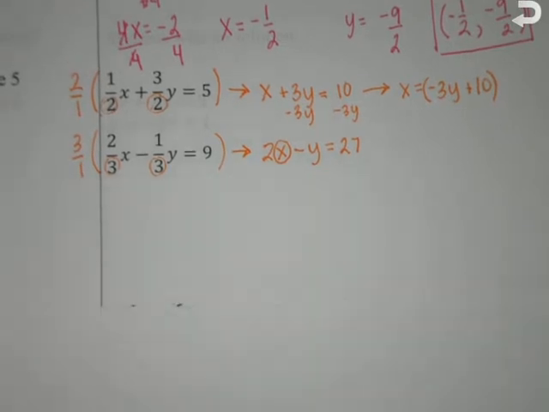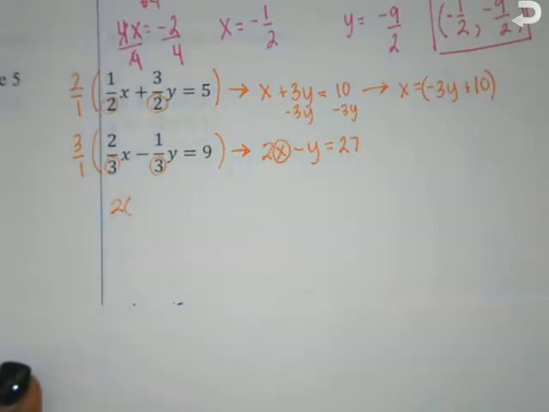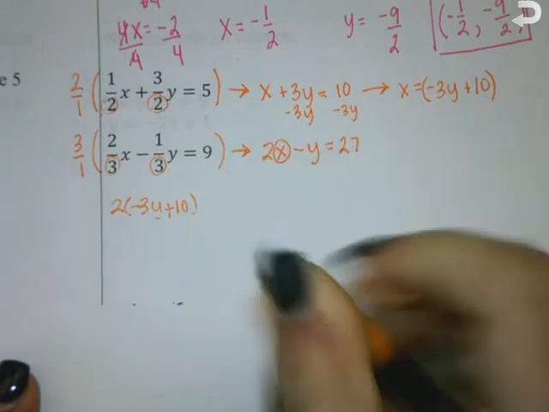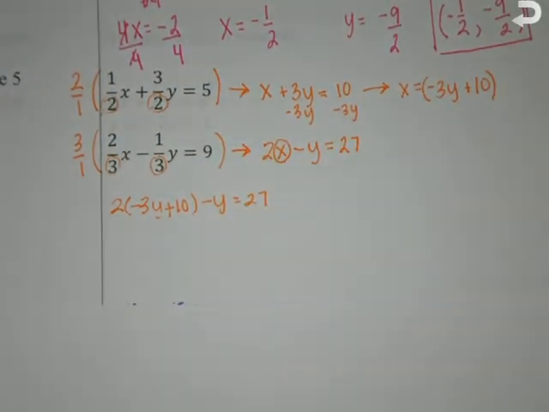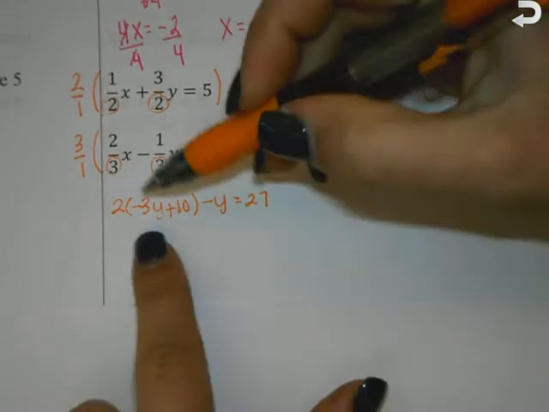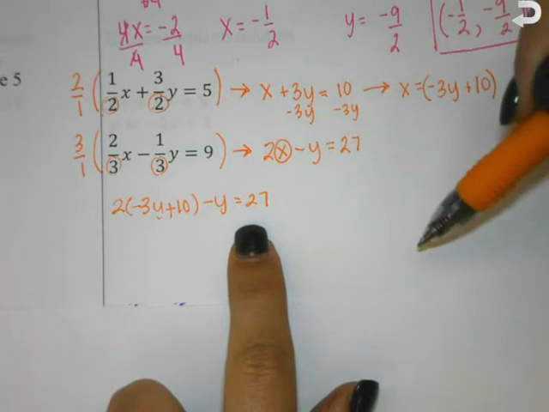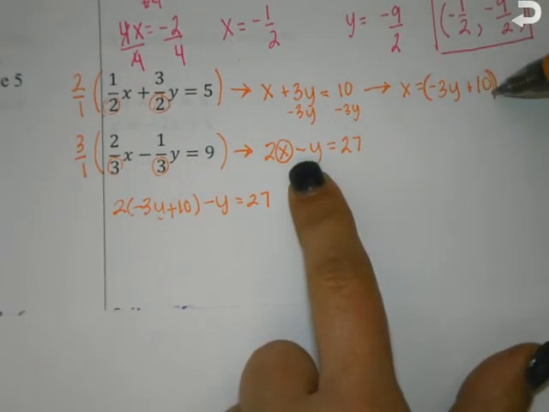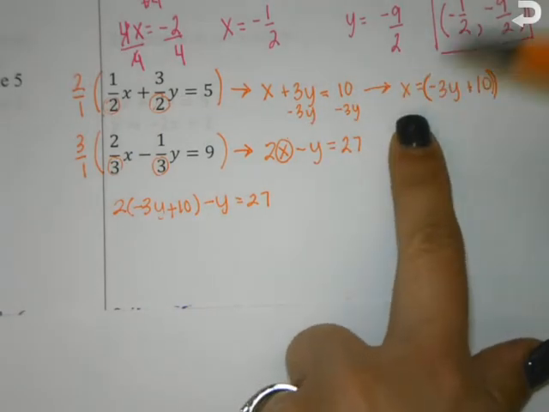Brittany? 2 times negative 3y plus 10 minus y equals 27. Perfect. Thumbs up if you got this. So she got 2 times negative 3y plus 10 minus y equals 27. We don't write 2x because we plugged negative 3y plus 10 in for x, because it's equal to x in the other one.